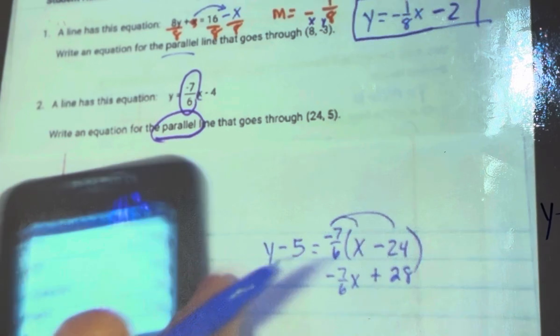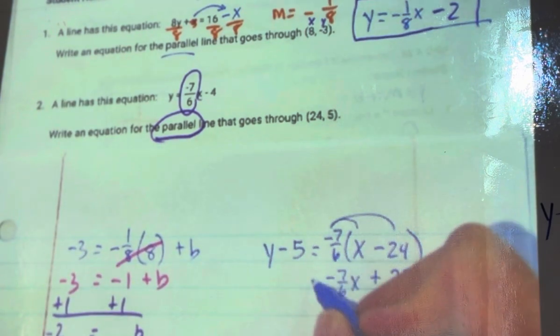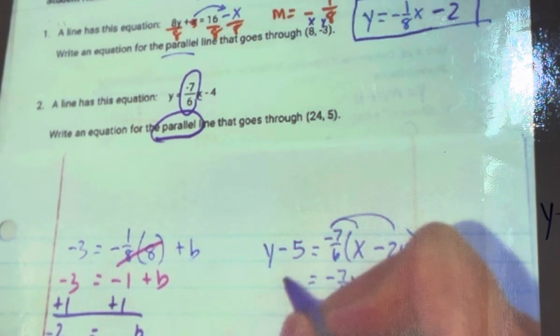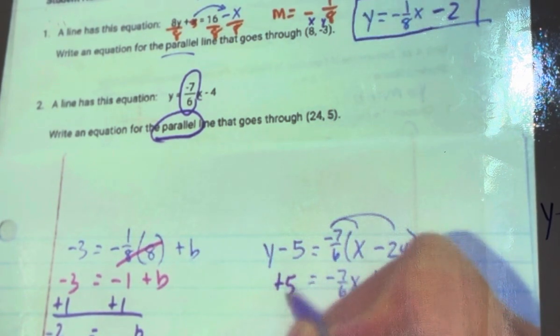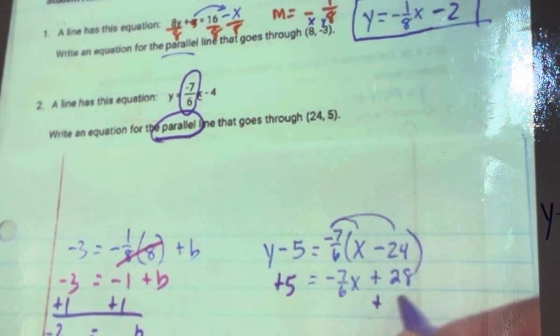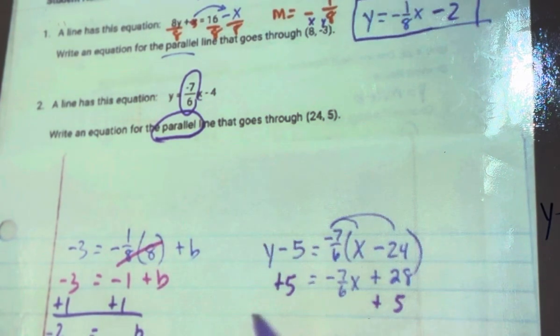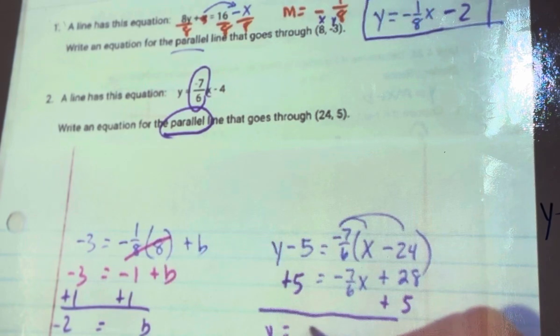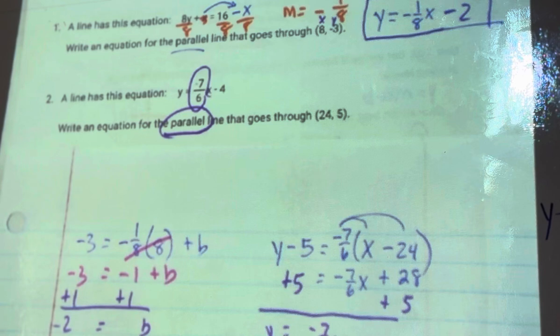And then, this is where I made a mistake last time. The opposite of subtracting is adding, and when I added, I added incorrectly. I got 32. So, y equals -7/6x. What is 28 plus 5? And it's not 32. 33.